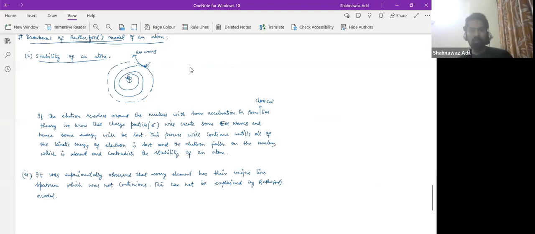And then we'll talk about the Niels Bohr model. What was the major difference in Niels Bohr's model?